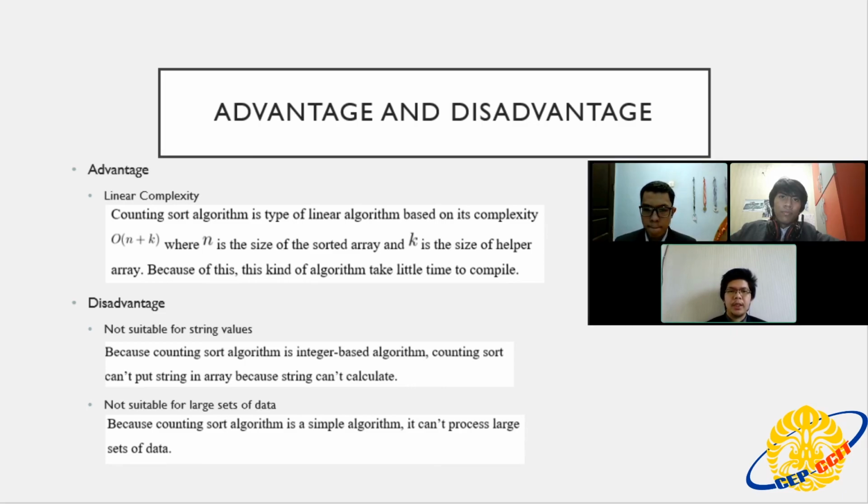The disadvantage is that it is not suitable for string values because counting sort is integer based. Counting sort can't take a string array because it can't calculate it. It is also not suitable for big data, because counting sort is so simple that it cannot process a big array of data. So these are the advantages and disadvantages of counting sort.